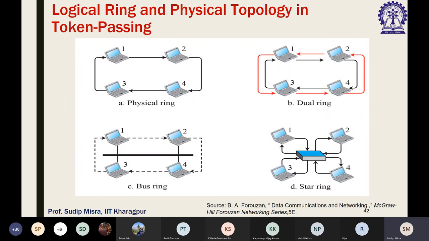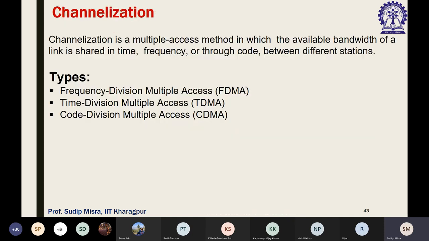So the ring doesn't have to be a physical ring, right? Physically, it's not like they have to be connected in this particular fashion. But logically, with the help of a successor predecessor kind of mechanism, which all these nodes know, like which one is the successor, which one is the predecessor, you can form these rings in this manner. So you have the physical ring, you have the dual ring, you have the bus ring, you have the star ring. All of these, through a combination of the successor and predecessor pairs, decide which station goes where.